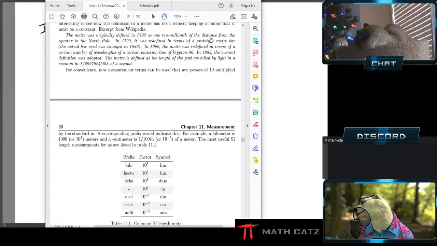Originally, they used distance from the equator to the North Pole. Then they made an actual physical meter bar that was in a museum somewhere that people can go and say, this is exactly what a meter is. It's pretty good, but what if that bar gets lost, right? Then we're all kind of screwed. Then they changed it to radioactive substance and wavelengths. Then they changed it to what it is now, which is the distance light can travel in a fraction of a second. And the speed of light is a constant.